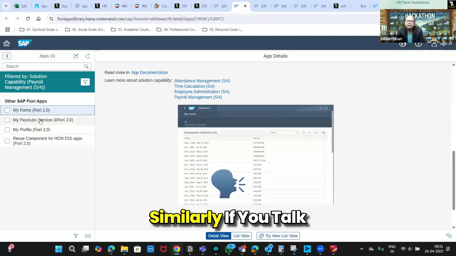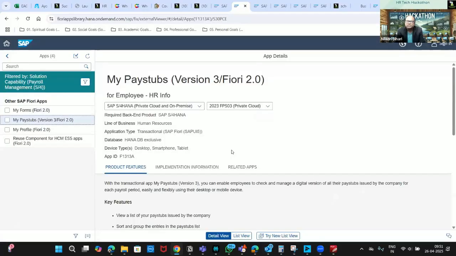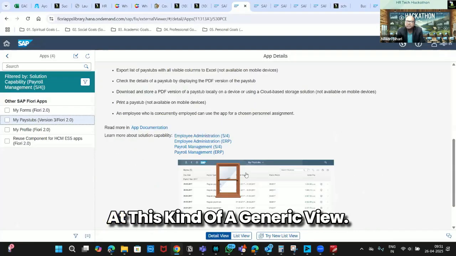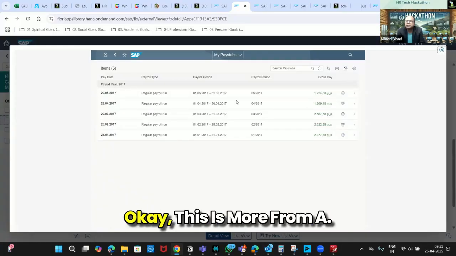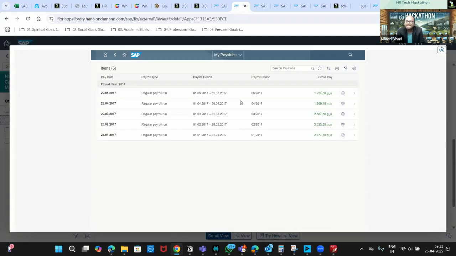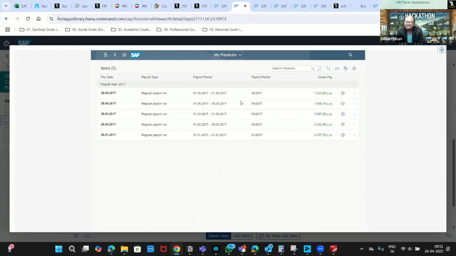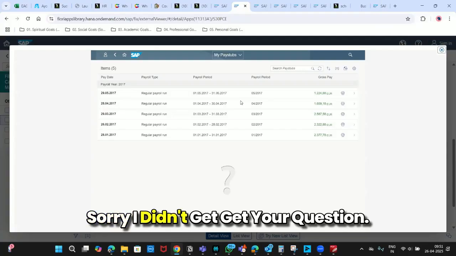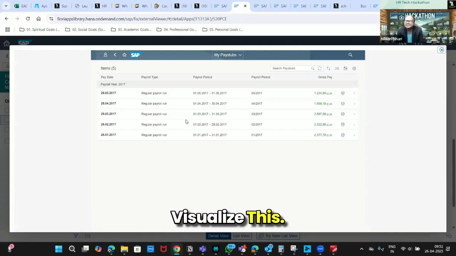Similarly, if you talk about pay stubs, let's see what is coming in the pay stubs. In pay stubs, you will be looking at this kind of generic view of what your pay stub contains. This is more from which view? Can you tell? Who can see this? The user, right? But which user? Sorry, I didn't get your question. I'm asking which type of user can visualize this?